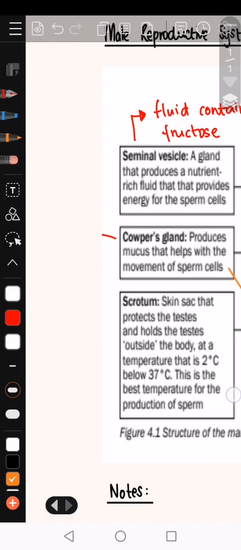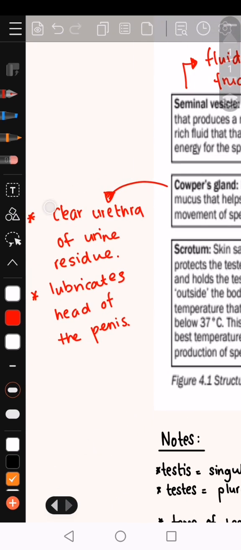But another important function of the Cowper's glands is that it clears the urethra of urine that is residing within the urethra. So it allows the male reproductive system to differentiate: when ejaculation is taking place, it makes sure that only semen is being ejaculated, and when you are urinating, only urine is passing, right? And obviously we know it lubricates the head of the penis.